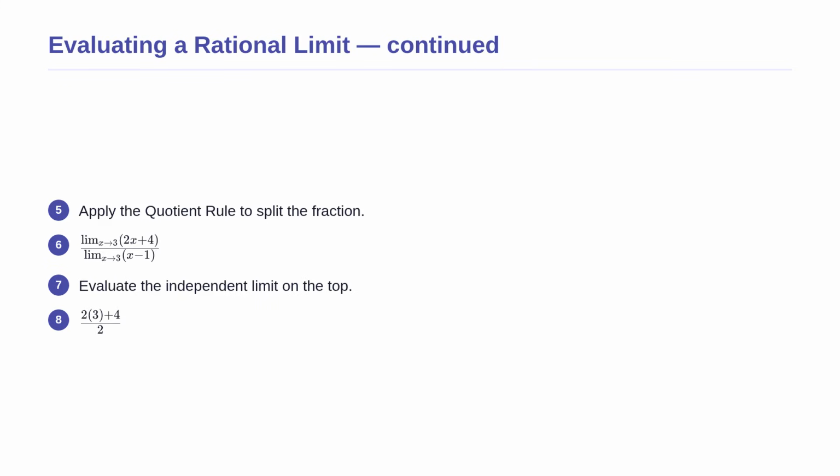Now that we know it is safe, we apply the quotient rule. We have rewritten the limit of a fraction as a fraction of two separate limits. We now have an independent problem on the top and an independent problem on the bottom. We already know from our safety check that the denominator evaluates to 2. For the numerator, we evaluate the top limit by substituting 3 into the expression 2x plus 4. This breaks the complex fraction down into simple arithmetic, showing exactly why the algebra of limits is so useful.